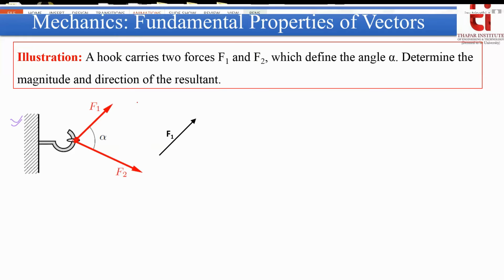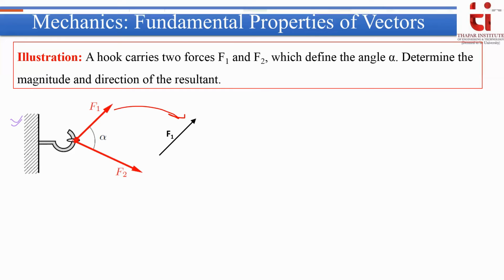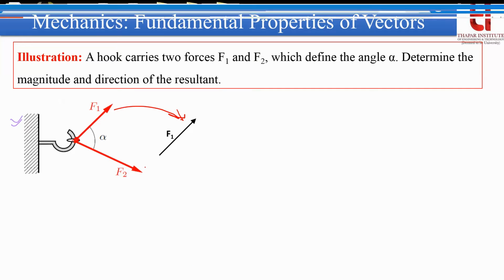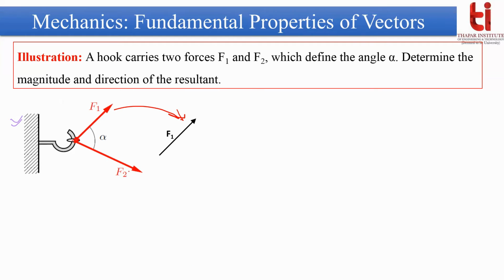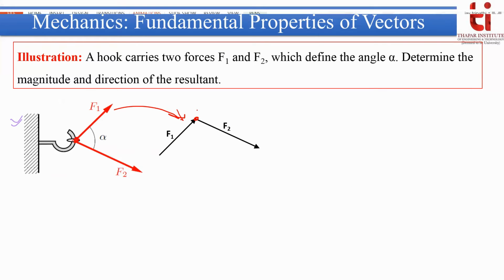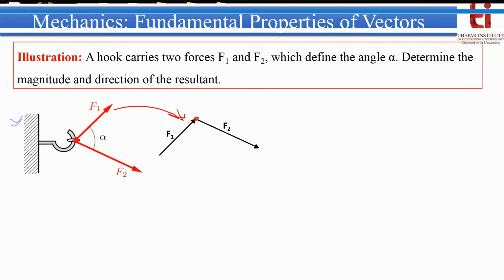Let's draw the triangle for this arrangement. Here I have taken F1 over here, and then F2. If I want to draw the triangle, then the next force F2 must start from the head of the first force F1. So let's draw F2 over here. Now this criterion is complete. That means we are following this criterion of connecting F2 with the head of F1.